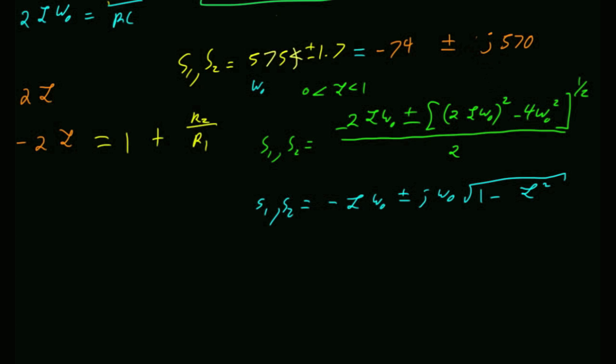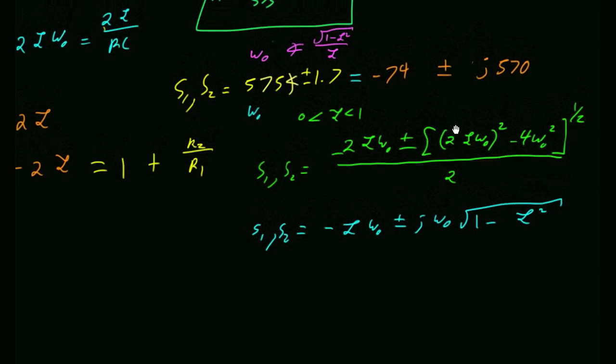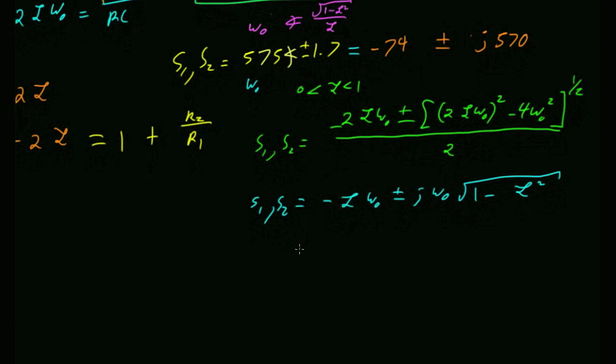Do we know omega naught? We sure do. Right, so we've got omega naught root 1 minus zeta squared equals 570. We know omega naught equals 575. It ain't pretty, but we can solve for zeta. So let's do that before we call it a day.